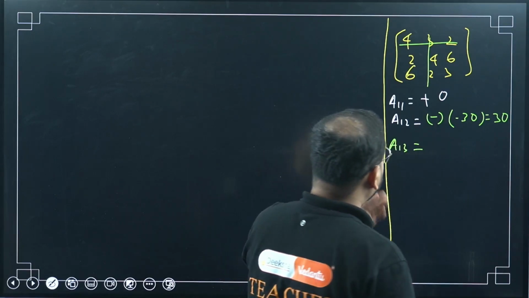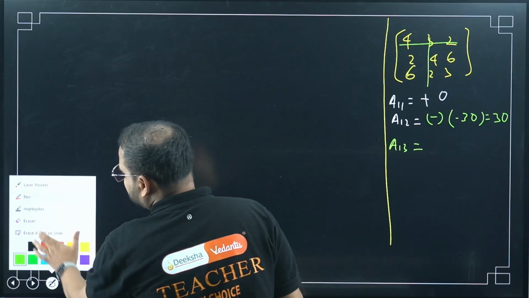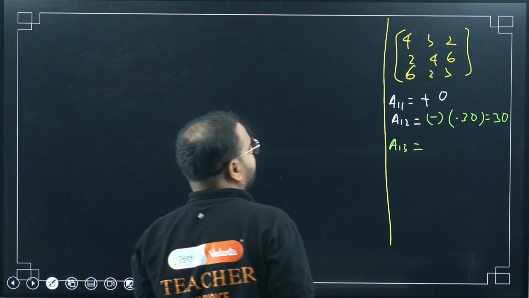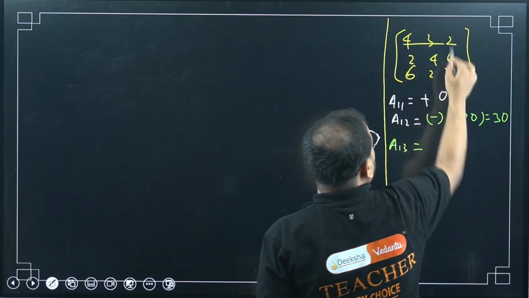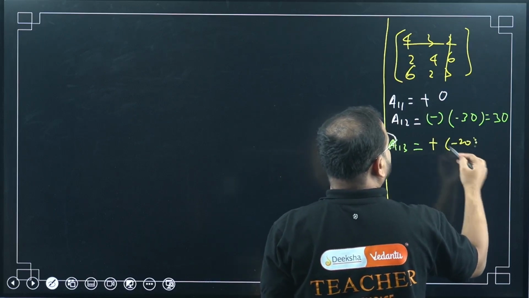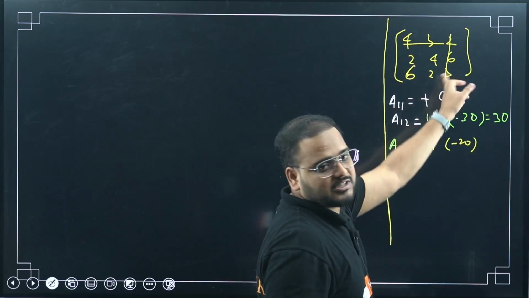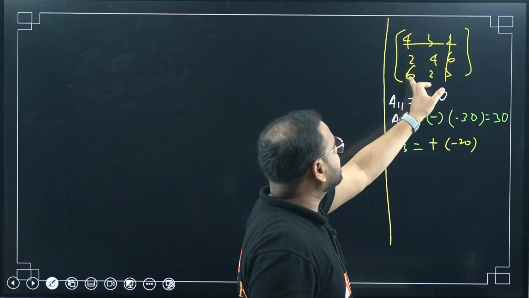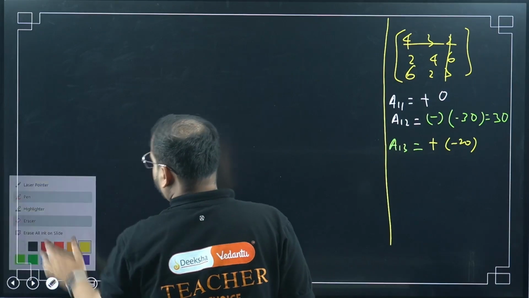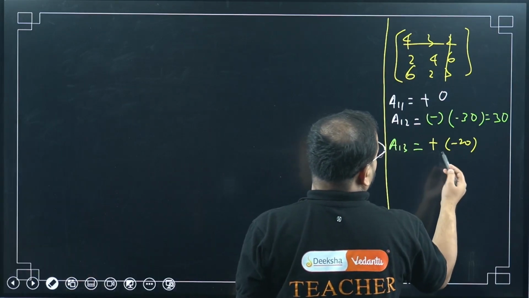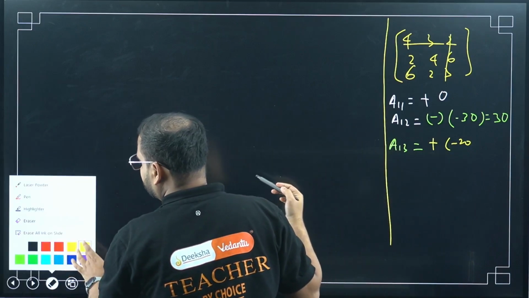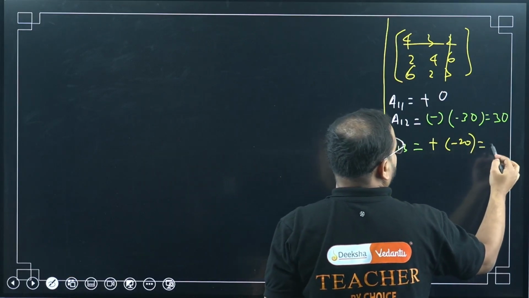Please check. A13 will be, I have to erase this now. I got this already, but let me do it again. So 4 minus 20 with the plus sign. Please check. 4 minus 24. 6 times 4 is 24, 2 times 2 is 4. So what is the answer? Minus 20. Okay, so I can write this simply as minus 20.